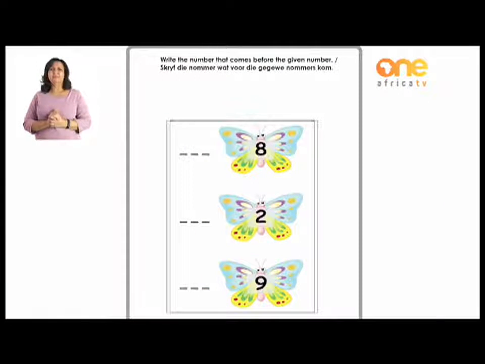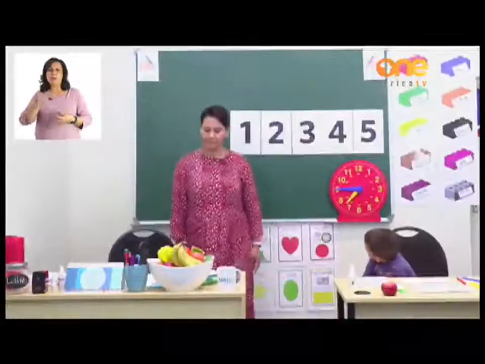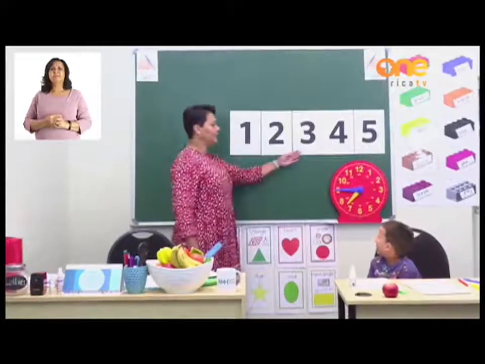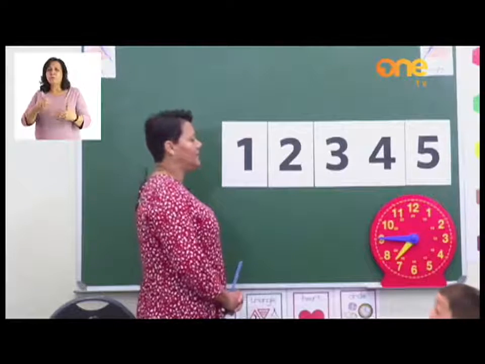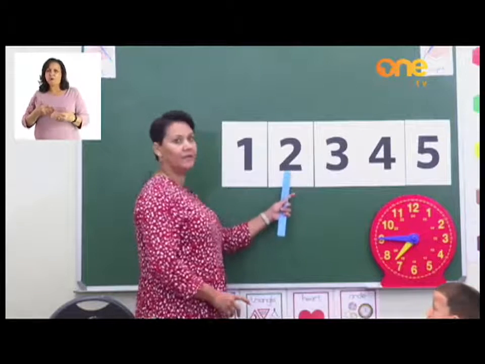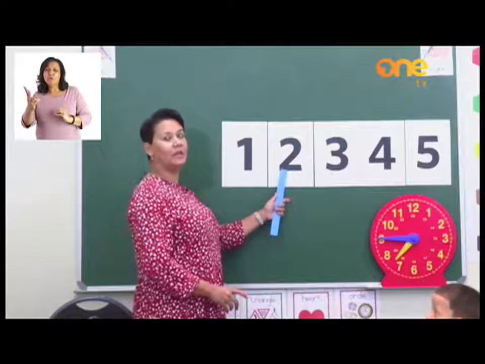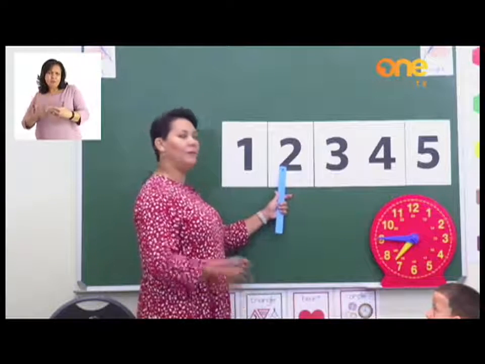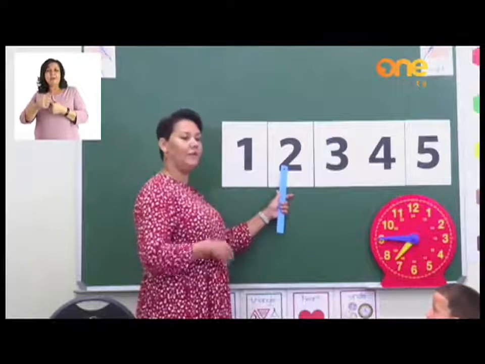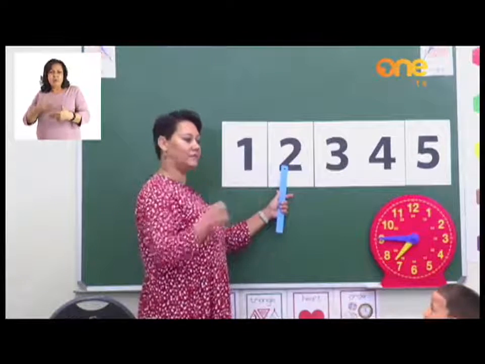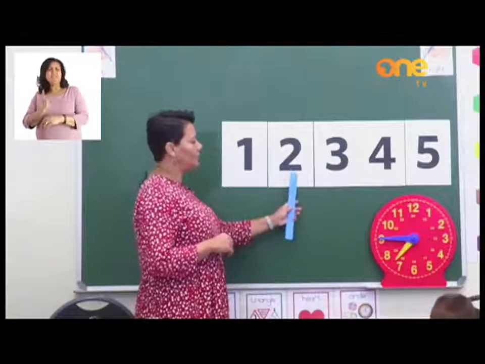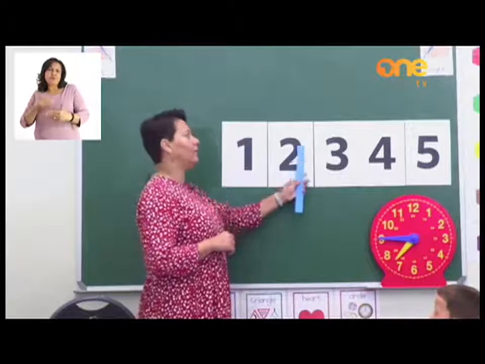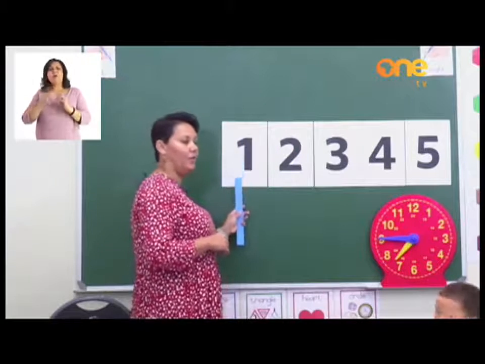I would like us, before we look at page 30, to first just look at our numbers again. If we look at our numbers and we want to find the number that comes before, let's say, for example, number 2. If we look at number 2 and we ask, what comes before number 2? Remember we talk about the previous thing. What did we do before? The previous thing. What number did we mention first? So now, if we look at number 2, what comes before number 2? We go back and we say it's number 1.